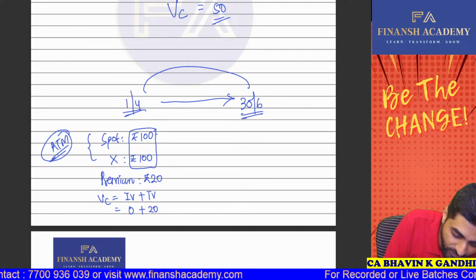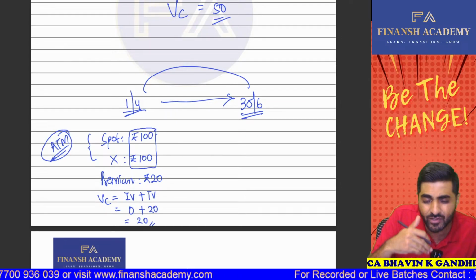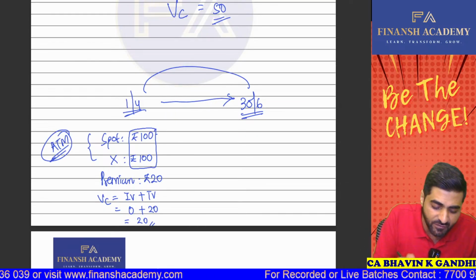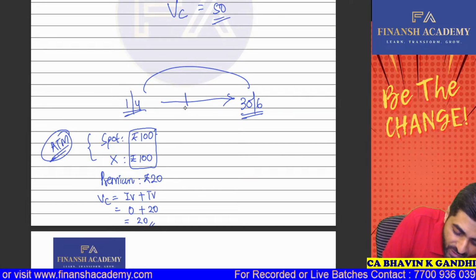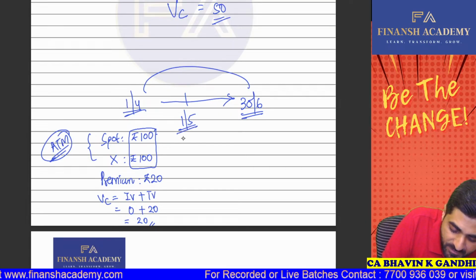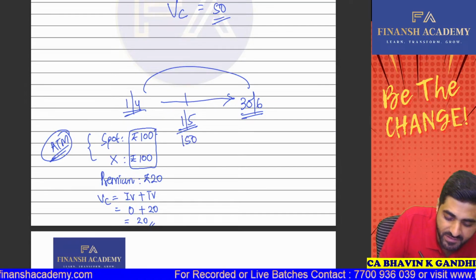Can I say there is a time value of 20? Yes. So the value is 20 rupees. Let's say, for example, now on 1st of May, the spot becomes, for example, 150 rupees.